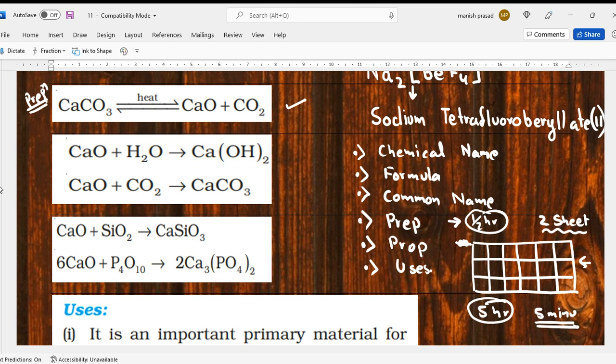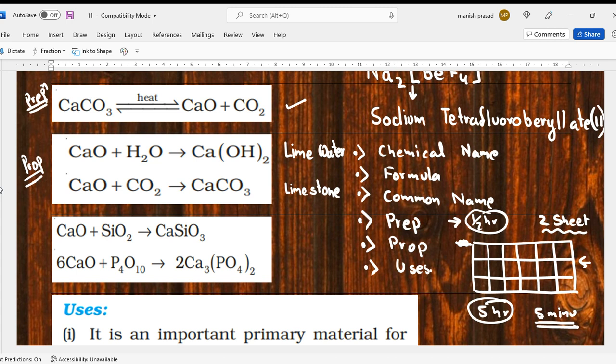Then the next two reactions are the properties. In the properties, calcium oxide reacts with water to give us calcium hydroxide. Now, the common name of it is lime water. The other one is the calcium oxide reacts with carbon dioxide to give us calcium carbonate. And the common name is limestone. Yes, that took some time.